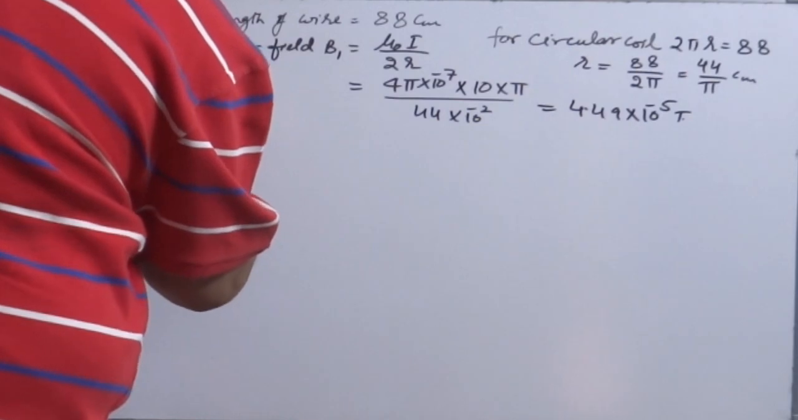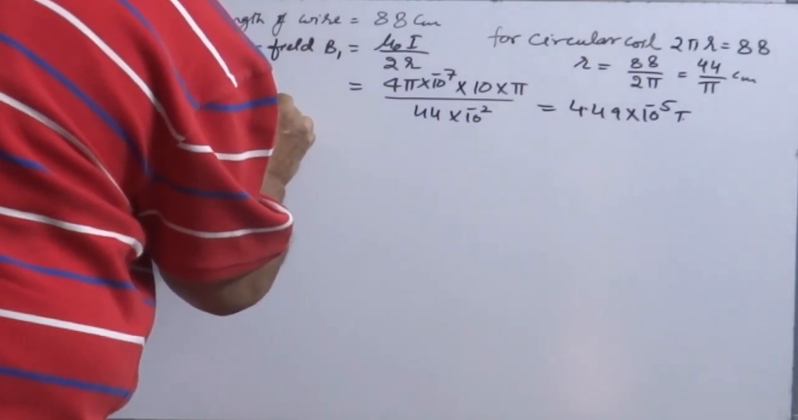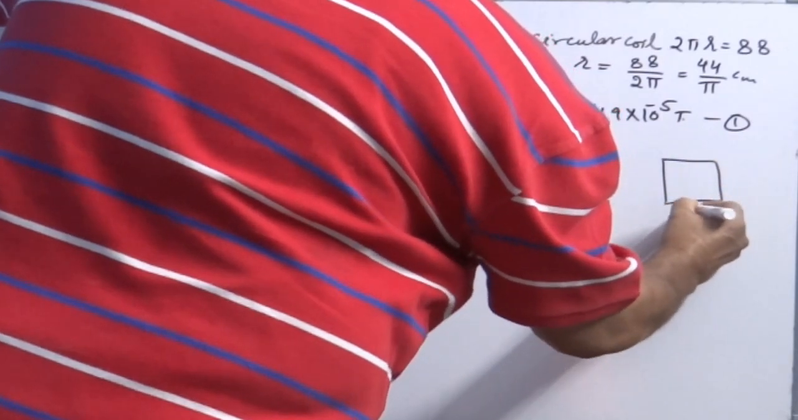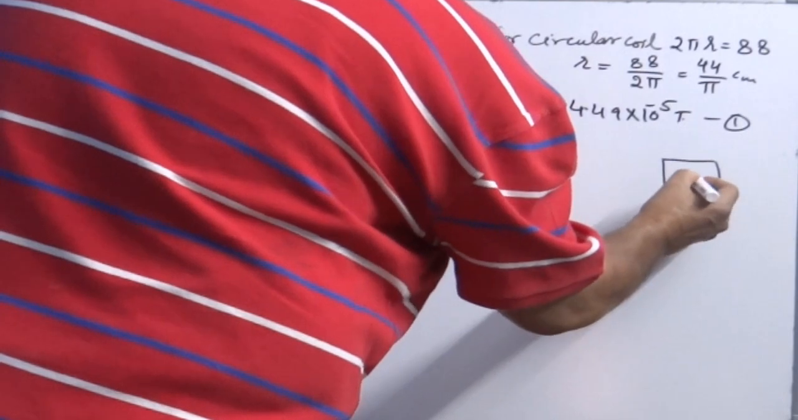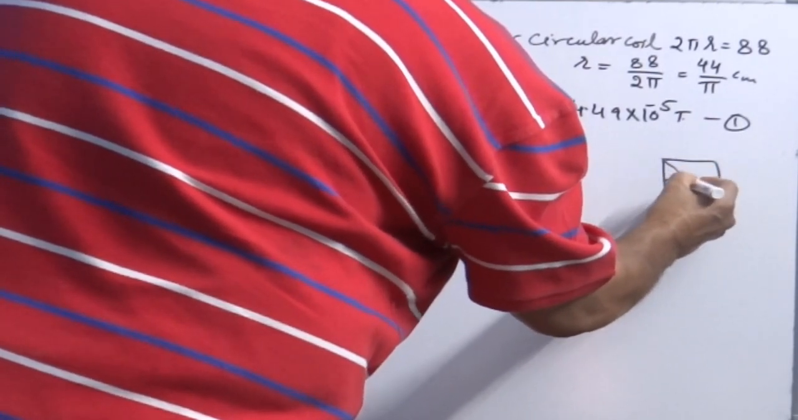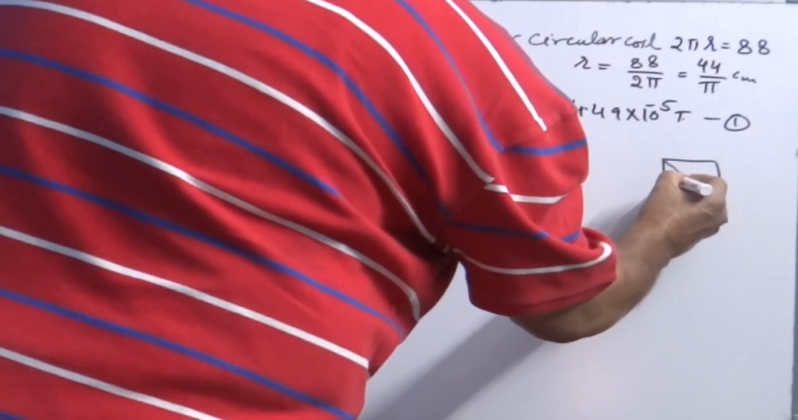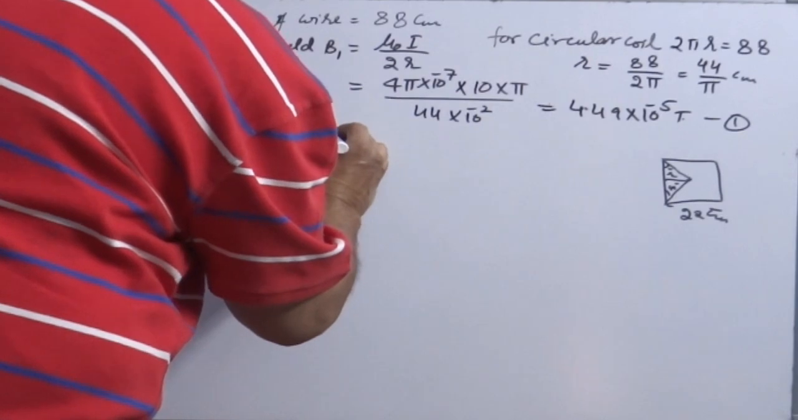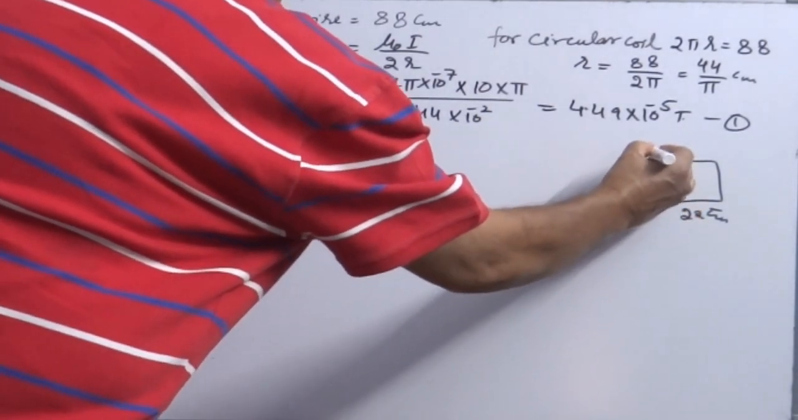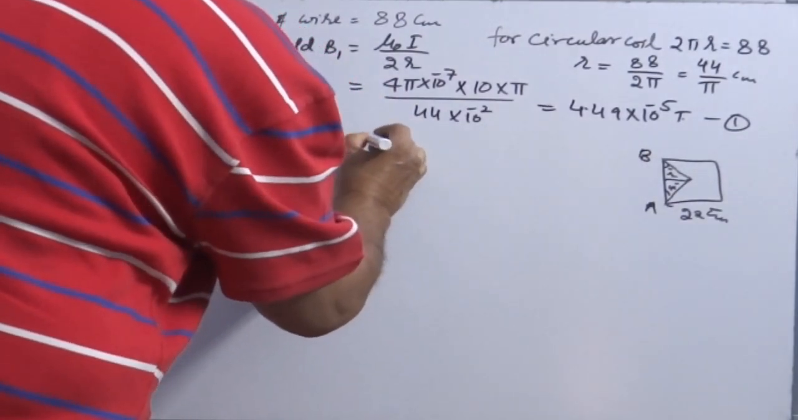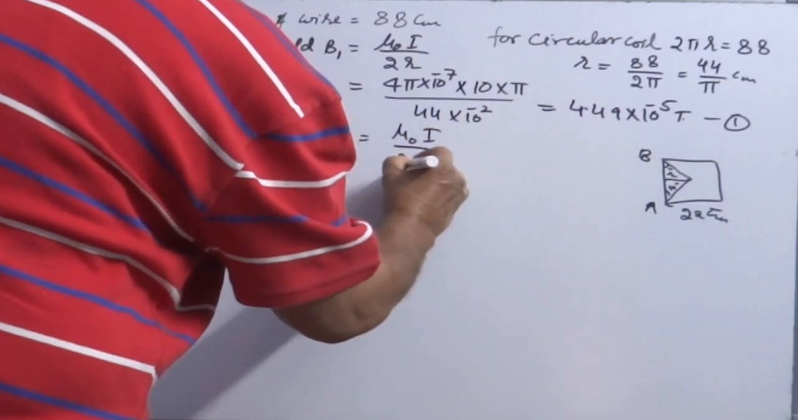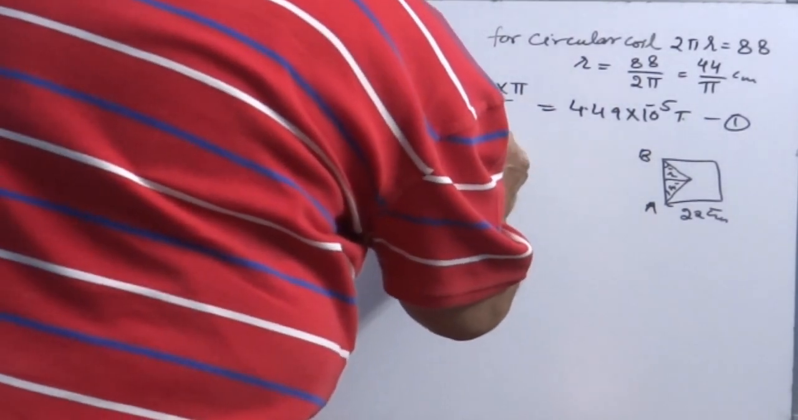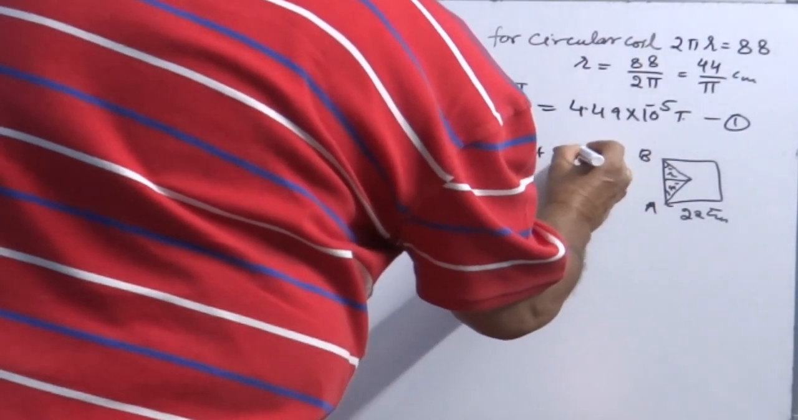In case of a square, there are four sides. Then each side will be 22 cm. Here at the center, this is the distance R, and the angle is 45 degree. So the magnetic field due to a single wire or single side AB will be mu naught I over 2 pi R. And the angle is also there, sine alpha plus sine beta.